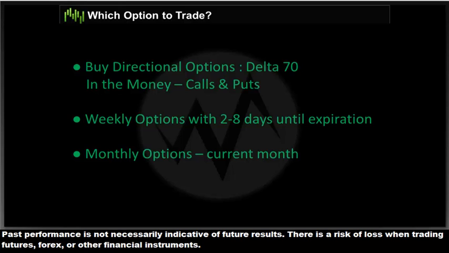Okay. So then the next question that comes to mind is, now that we know how we're going to use the options, which options do we trade? What strike price do we buy? For the purposes of buying and selling directional calls, we're going to be utilizing in the money calls and puts, specifically the Delta 70 strike price.